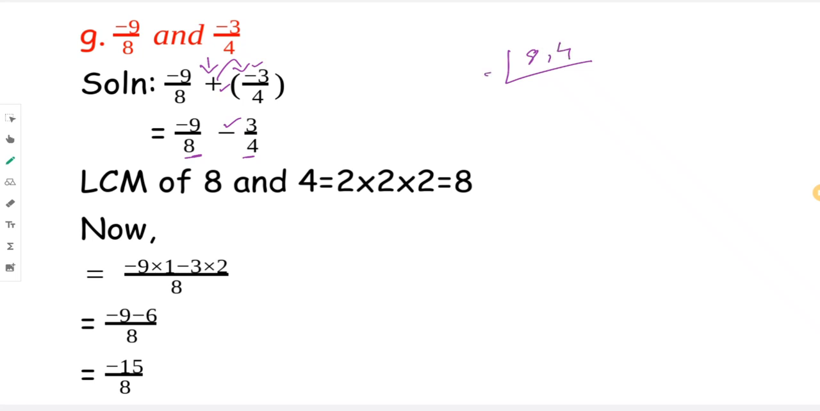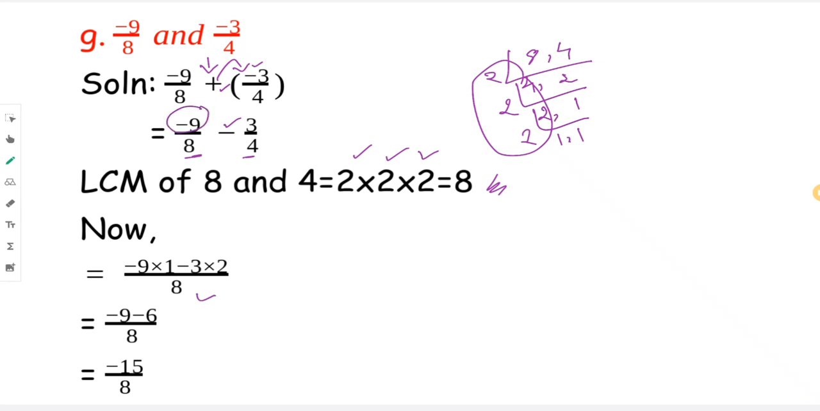Okay, so 2 4s are 8, 2 2s are 4. Then again, 2 2s are 4, 2 1s are 2, and then 2 1 1, right? Which means I have 3 2s, right? So 2 2s are 4, 4 2s are 8. My LCM is 8. Okay, what is my first numerator? Minus 9, so I've written minus 9.